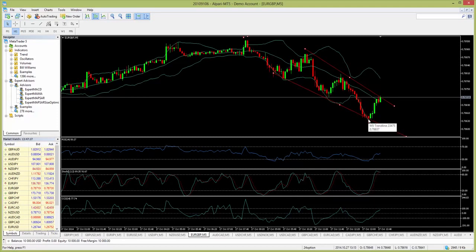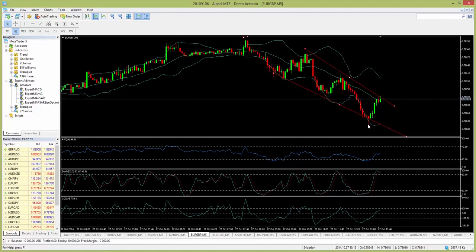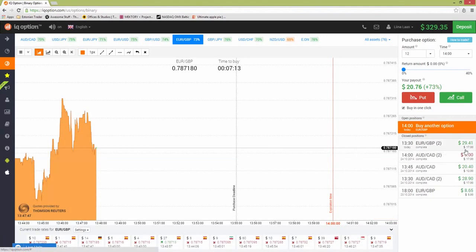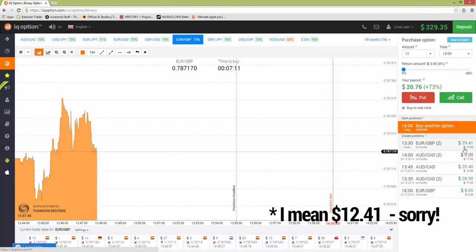So for example, I entered a trade at this point. The price moved even lower. I doubled up with a value of 2.5 times higher for 15 minutes, and as you can see, the price moved back nicely, and I ended the trade here and giving me a profit of $29.